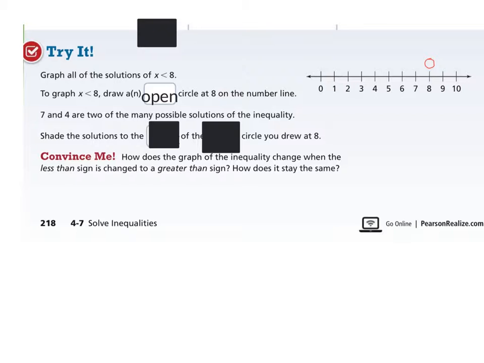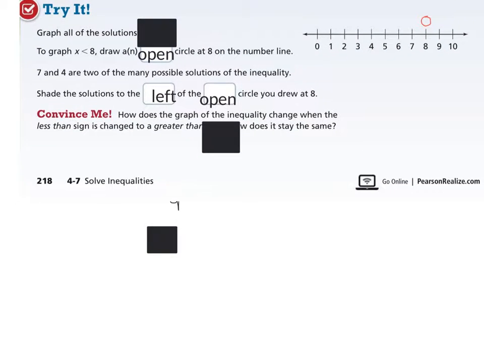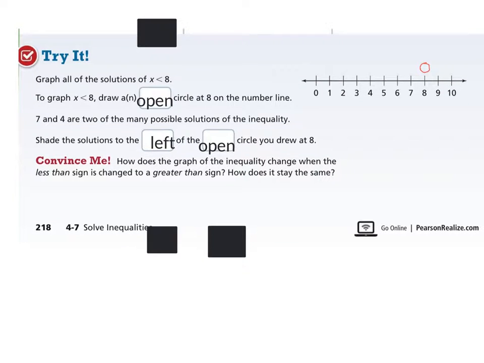Okay, so 7 and 4 we can see are to which side of the 8? To the left. So we're going to shade solutions to the left of the open circle we drew. So from our open circle, we're going to go to the left. And again, just put an arrow on the end to show that we can continue going that direction. Sometimes in real life situations, maybe negative numbers don't make sense. They didn't tell us anything about what's happening, so we're going to assume even negatives would be okay for this graph.